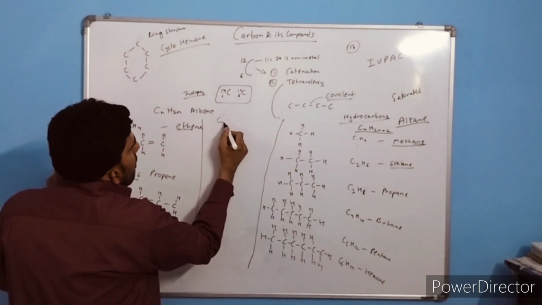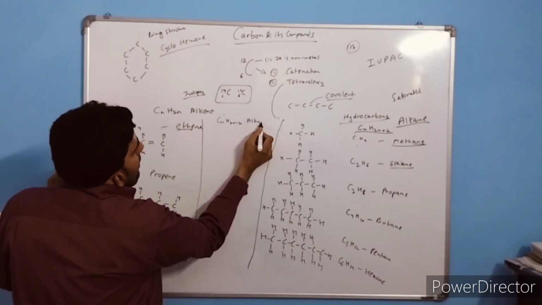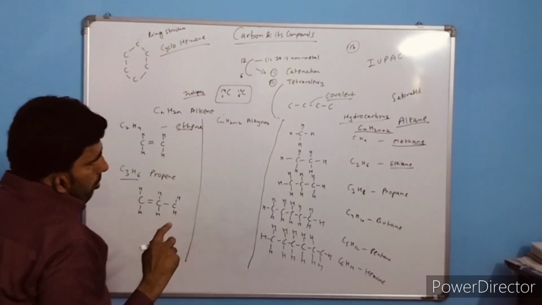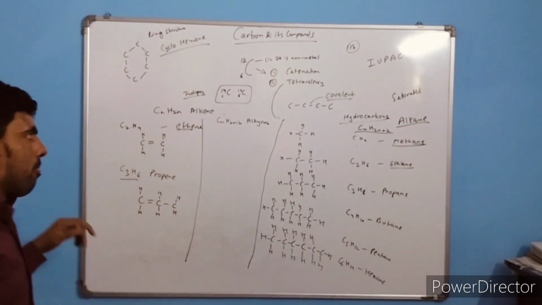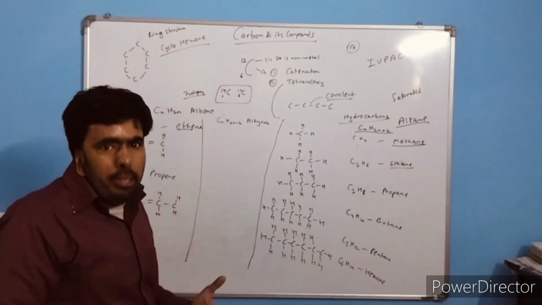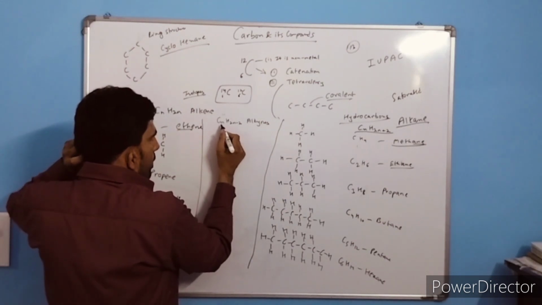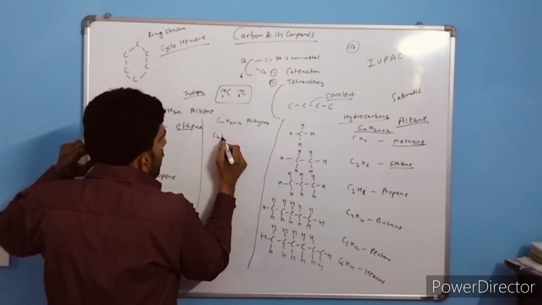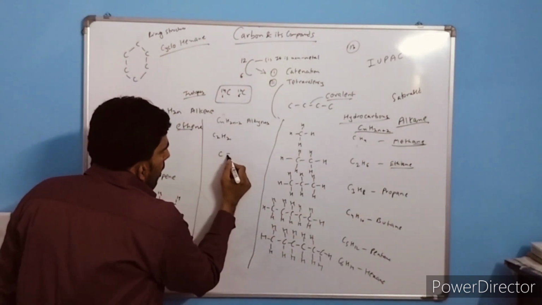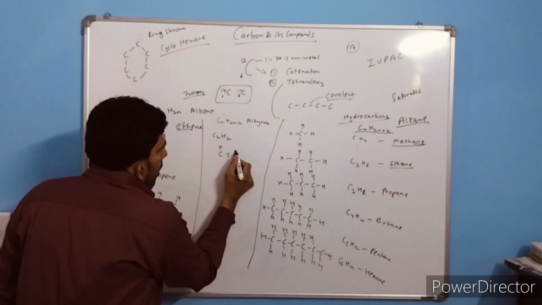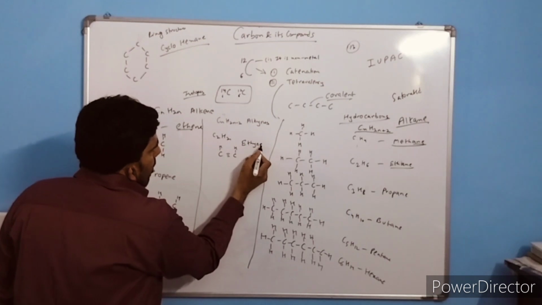Now triple bond means this formula, and they are called alkynes. First one, same from ethene, here I will write is ethyne. How will you draw the structure of ethyne? For that, if I take 2 carbons, C2H2. How will you draw? C triple bond C. That is called ethyne, the first hydrocarbon.